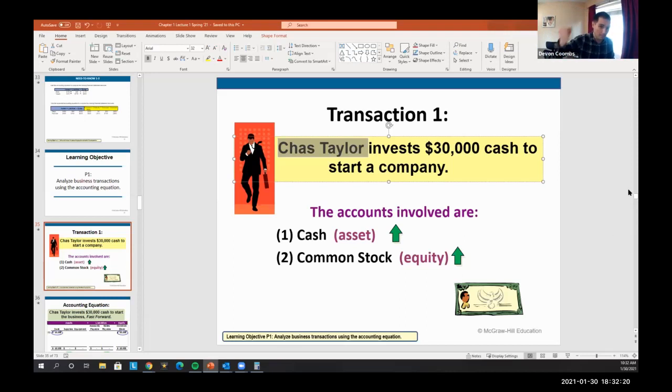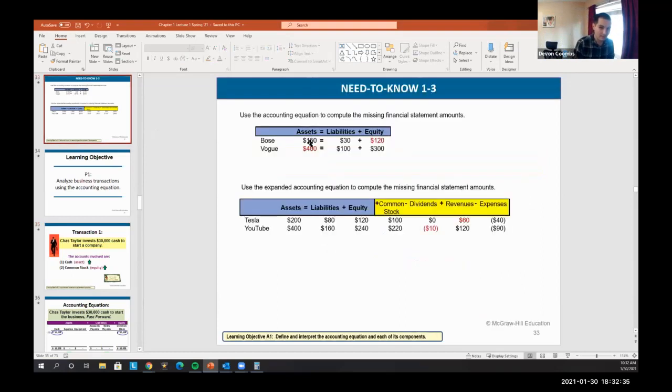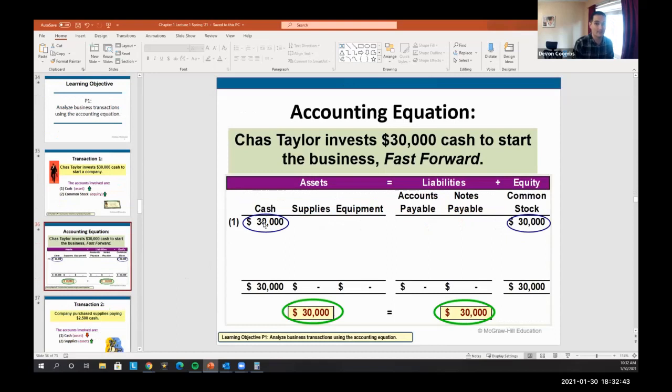We only assess the company's financial statement impact. So we increase an asset account by $30,000, and we increase an equity account by $30,000. That means here, assets will equal $30,000, equity will equal $30,000. The equation equals, we're okay. That's what we see here.